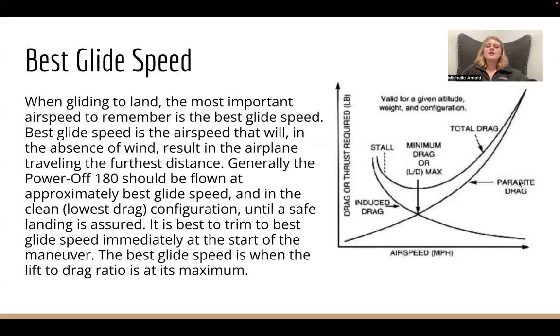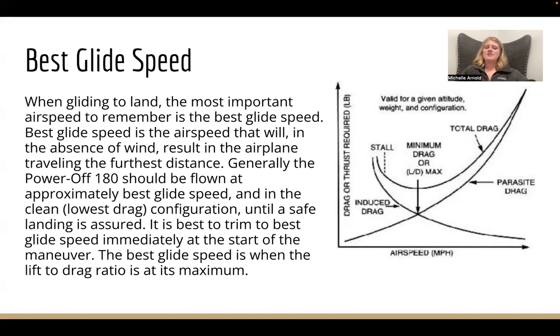All right, so an important concept to understand for this maneuver is the best glide speed. This is when the lift to drag ratio is at its maximum. So there's going to be the minimum amount of drag. The best glide speed is an airspeed that will, in the absence of wind, result in the airplane traveling the furthest distance. Generally, the power off 180 should be flown at approximately the best glide speed. And in the Archer's case, this glide speed is 76 knots.